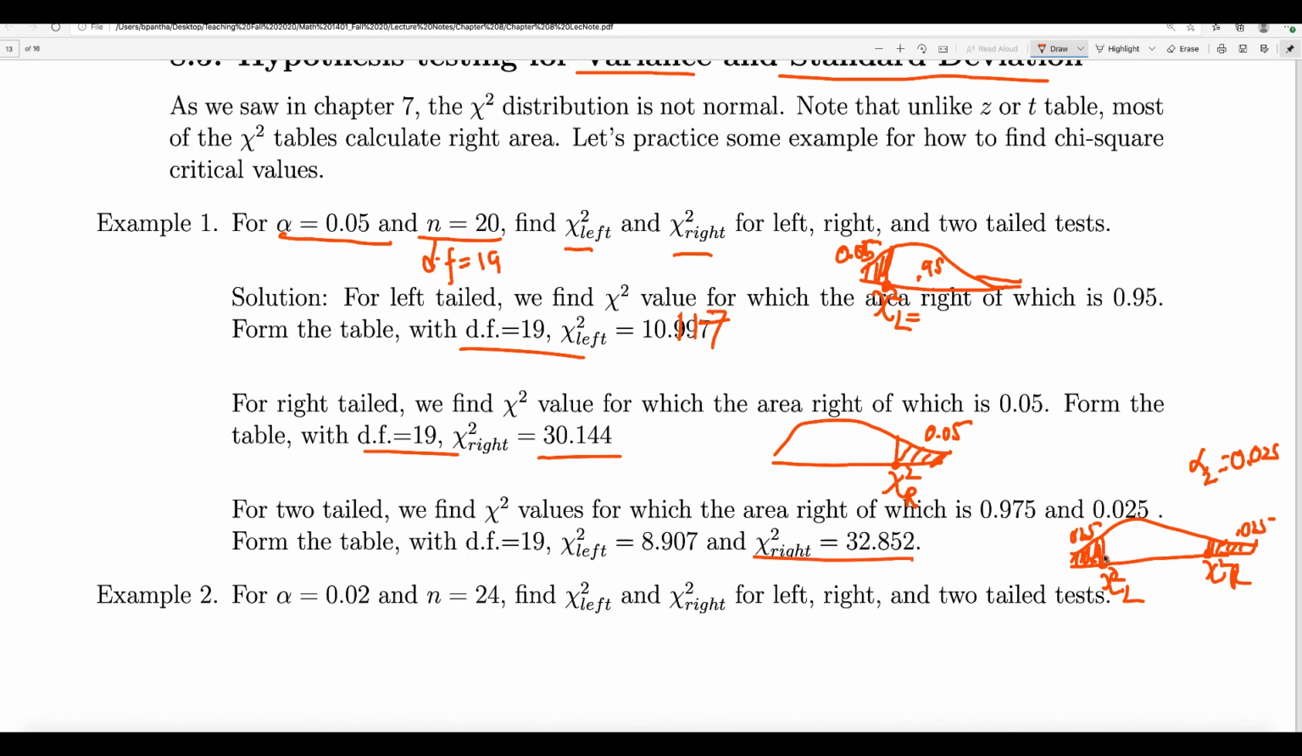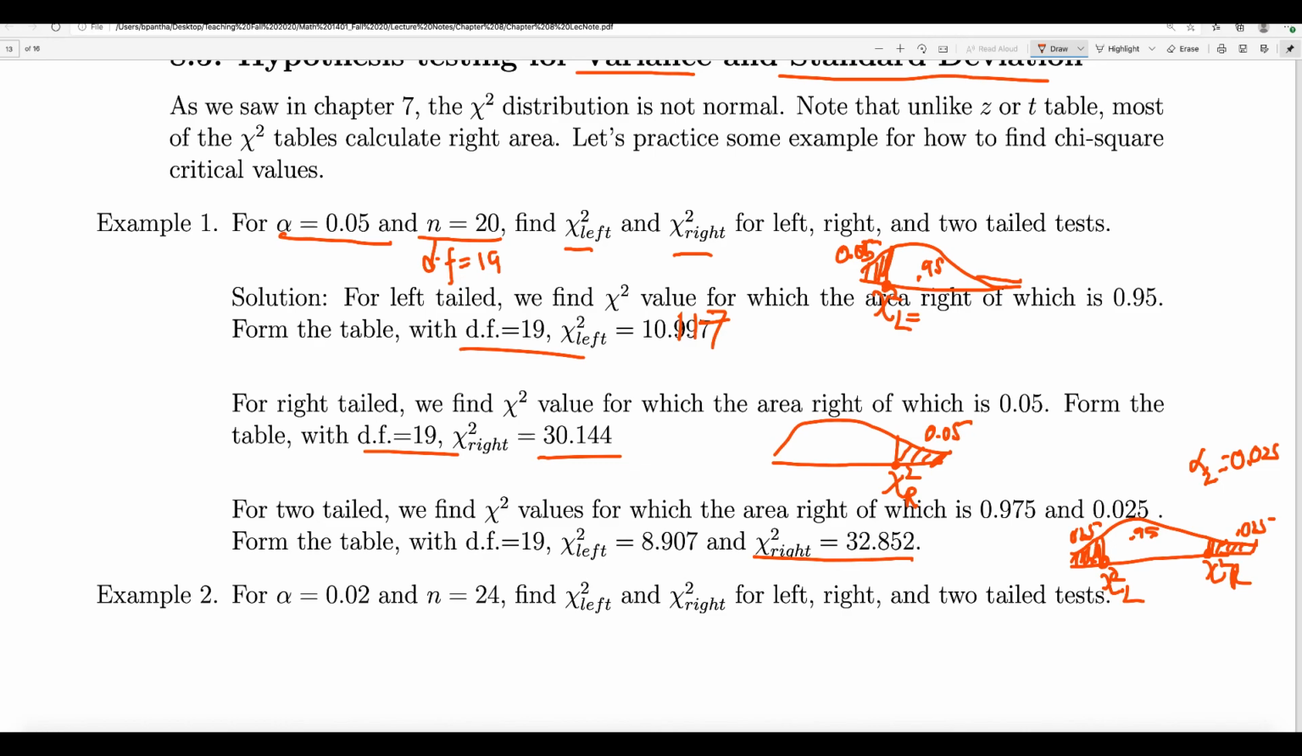To find the chi-square left, what is the total area right of chi-square L? That boundary is 95%, 0.95, and this is 2.5%, so 97.5%, that is 0.975. So we need to look at 0.975, okay?